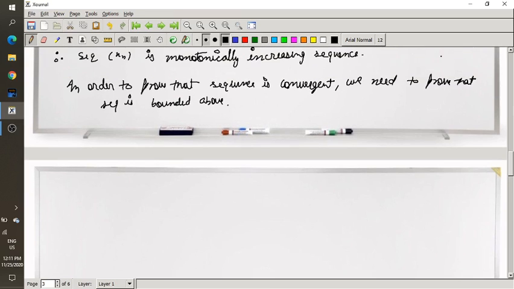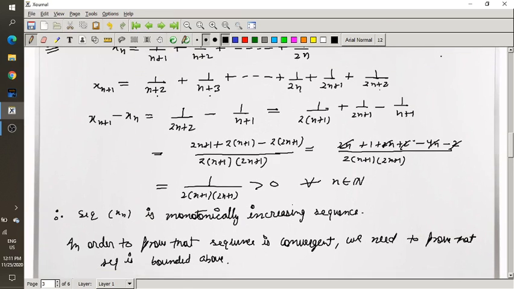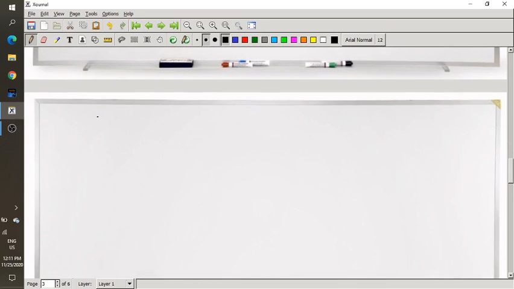So let us prove that this sequence is bounded above. Now take the xn. Here we go. xn equals 1 upon n plus 1, plus 1 upon n plus 2, and so on, plus 1 upon 2n.